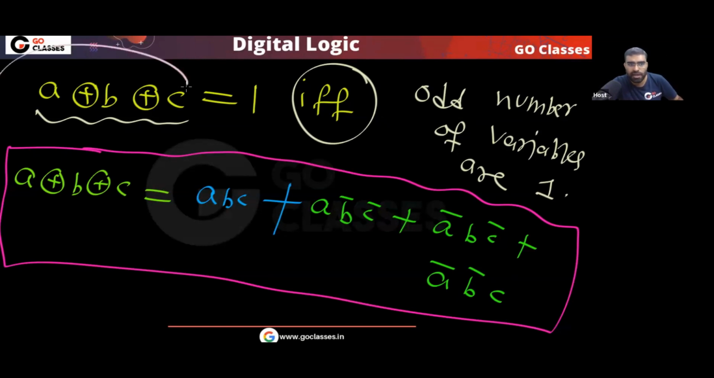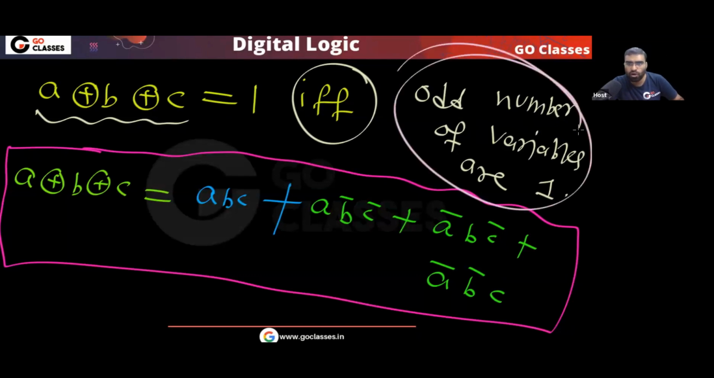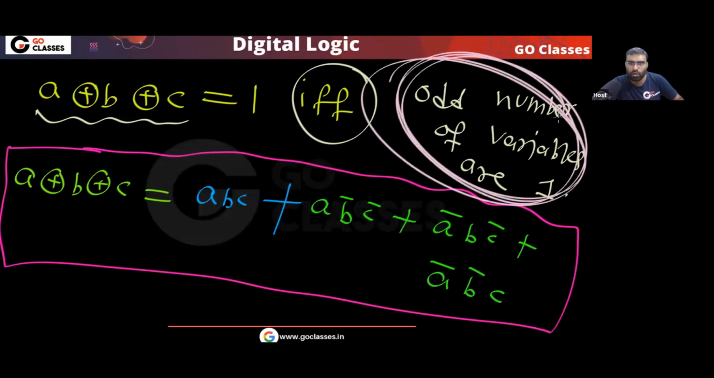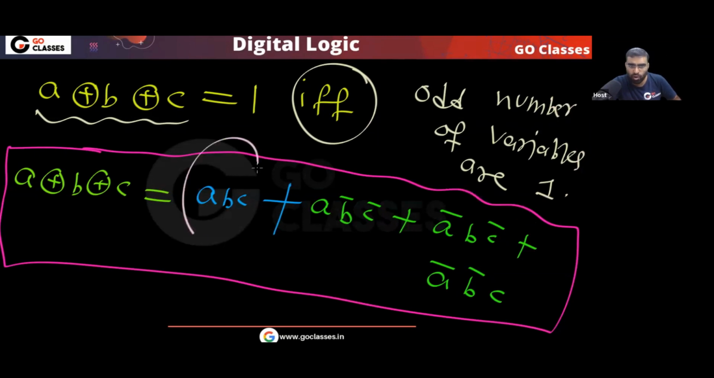Very simple point. XOR. This is your XOR. XOR will be 1 if and only if an odd number of variables are 1. You want an odd number of variables to be 1. So all of them can be 1, or what can happen? A can be 1 with B and C 0, B can be 1 with A and C 0, or C can be 1. So this is the point.